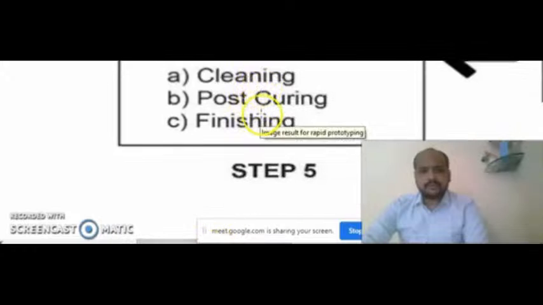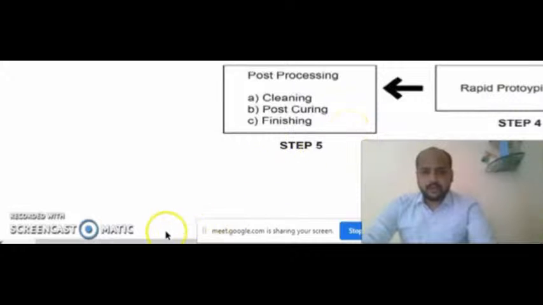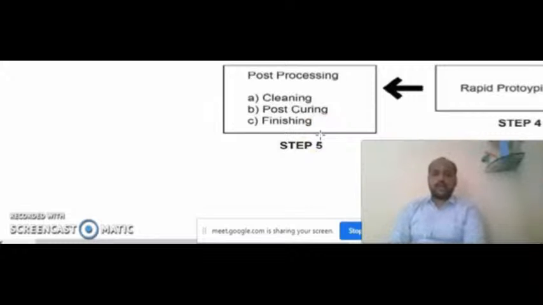The next step is post processing: cleaning, post curing and finishing. If you print any model on a 3D printer, you have to clean that model, and this cleaning must be done properly in order to validate its dimensions with the actual physical model, whether it is scaled properly or not. Post curing is also required in 3D printing, and in finishing you have to do the surface finishing of that model.